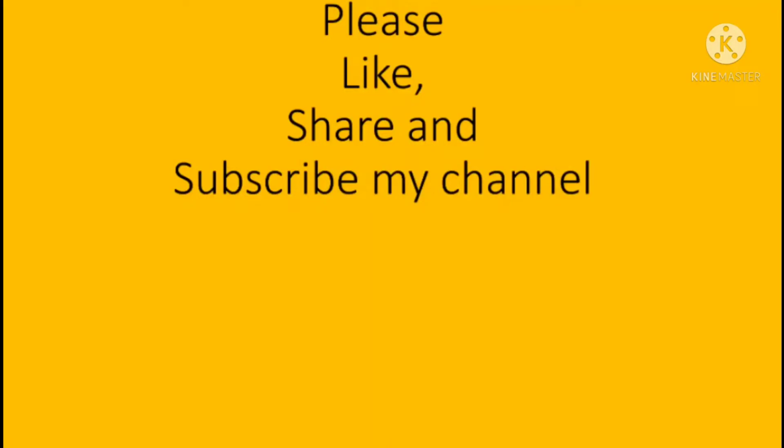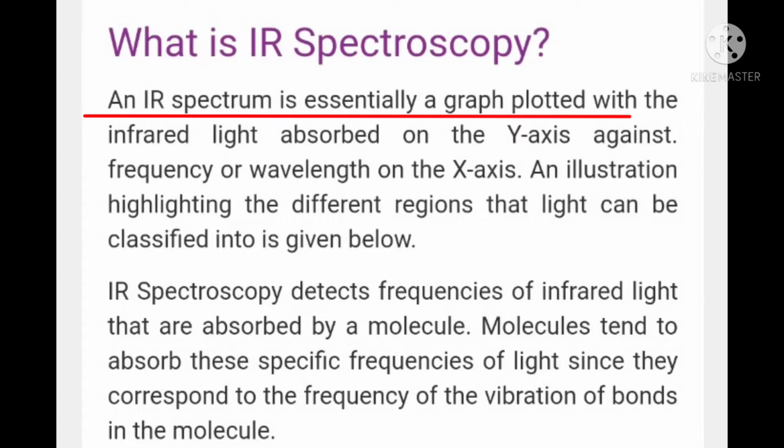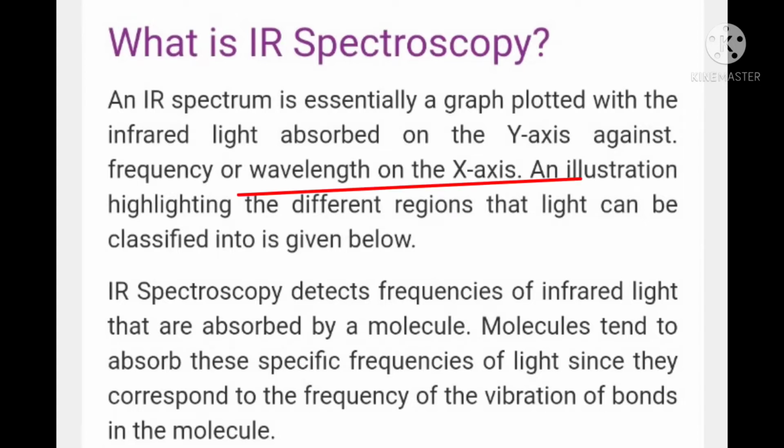This is the IR. First we see what is IR spectroscopy. An IR spectrum is essentially a graph plotted with infrared light absorbed on the y-axis against frequency or wavelength on the x-axis. In IR, meaning infrared, an illustration highlighting the different regions that light can be classified into is given below.